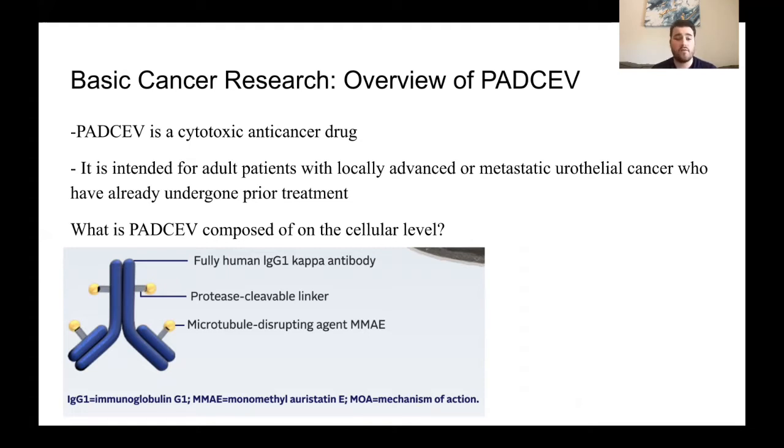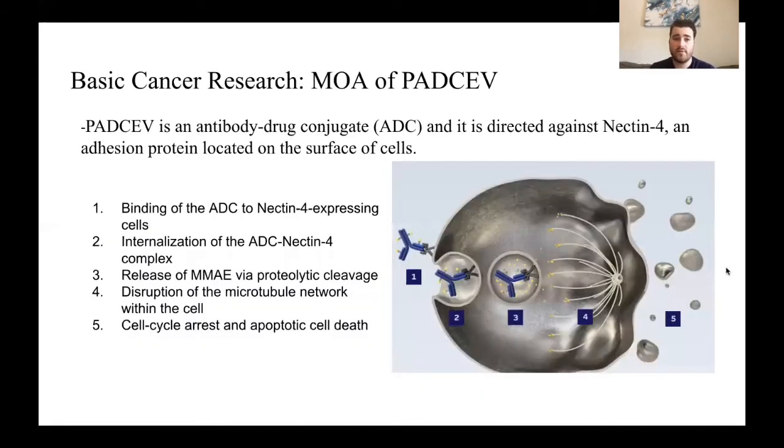Now, if we want to talk about how it works on the cellular level, what is it composed of? I have provided a diagram. What we really want to notice is the microtubule disrupting agent, MMAE, which is what actually helps to bring about the apoptosis and the cell death of the cancer cells. The other two, the fully human immunoglobulin 1 kappa antibody and the protease cleavable linker, just help with the microtubule disrupting agent to be dispensed eventually, and we're going to talk about that next for the mechanism of action of PADCEV.